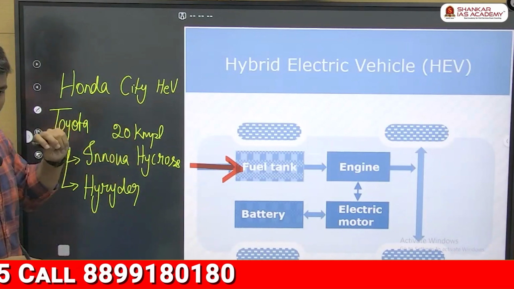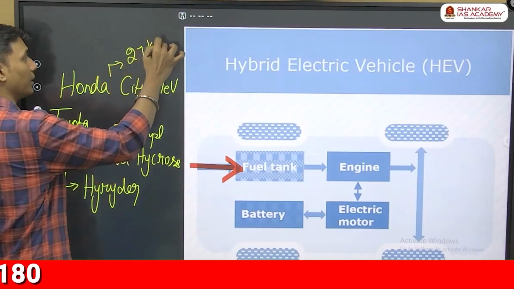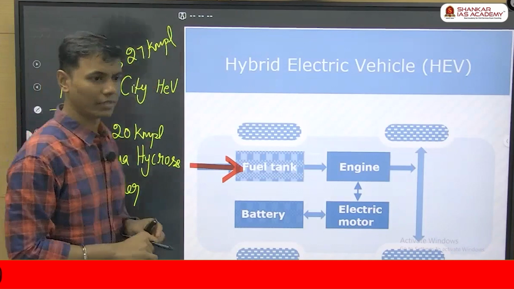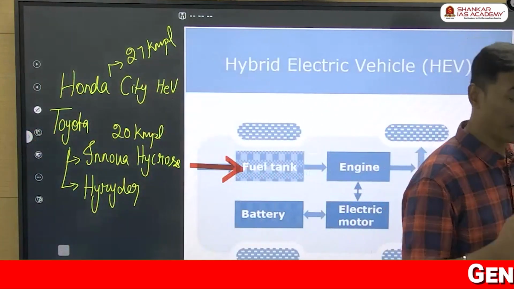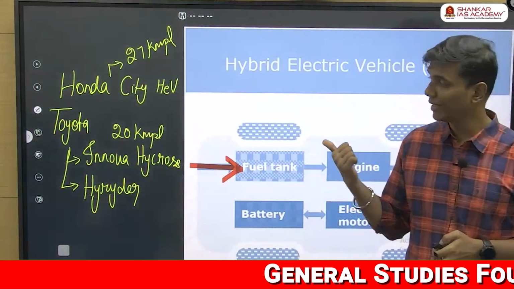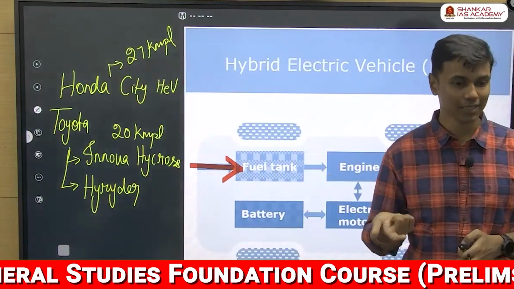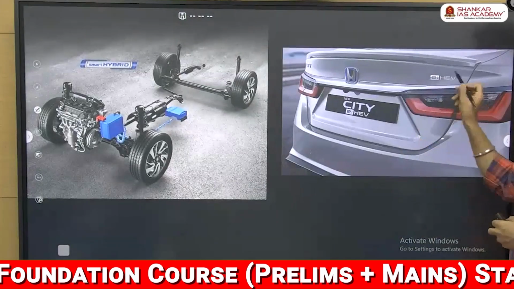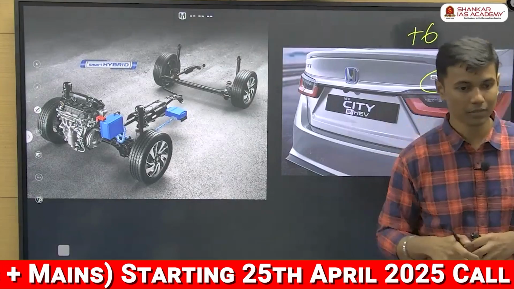Similar to that, Honda City. This Honda City can deliver up to 27 kilometers per liter, which is much higher than many of the bikes that run in the city. It can give up to 27 kmpl. But at the same time, it's costlier. You can buy a petrol vehicle for 15 lakh, the same variant, but with a battery inside, it costs around 22 lakh. You are paying 6 to 7 lakh extra. That is Honda City HEV. It's at least 6 lakh extra compared to the normal petrol variant.